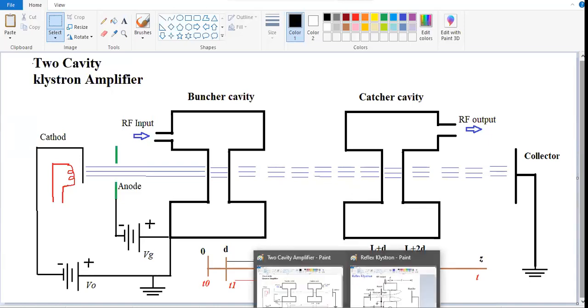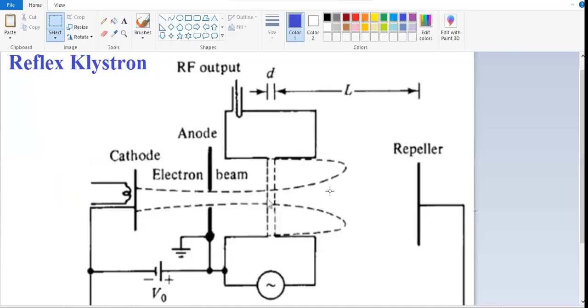This disadvantage is overcome in the single cavity klystron, and this single cavity klystron is the reflex klystron. So why is it called the reflex klystron? Because here there is the repeller. You can see the electron beam is going to the repeller, and from the repeller it gets repelled.